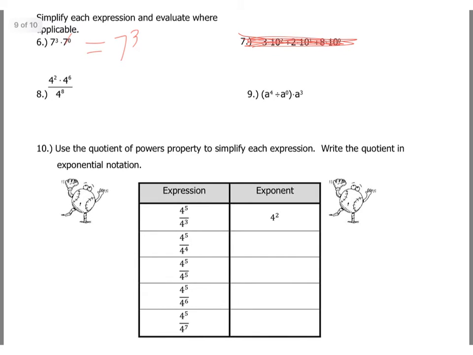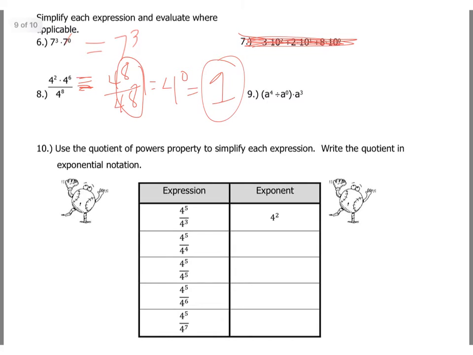Yay. Okay, number 8. 4 to the 2nd power times 4 to the 6th power divided by 4 to the 8th power. So 4 to the 2nd times 4 to the 6th becomes 4 to the 8th. And notice how I now have 4 to the 8th on each one. Those will become 0, which will always become 1.